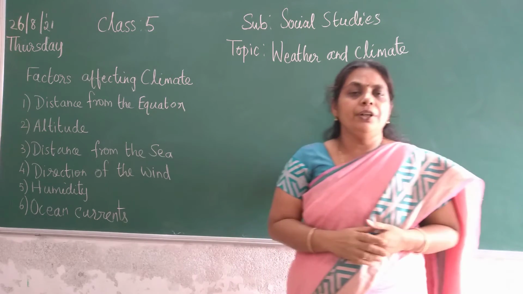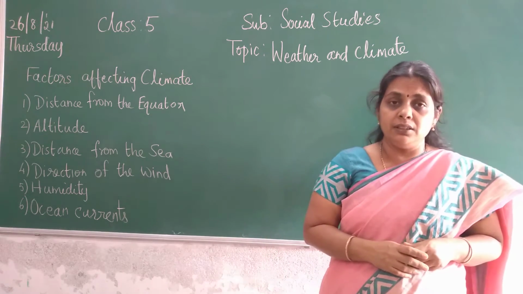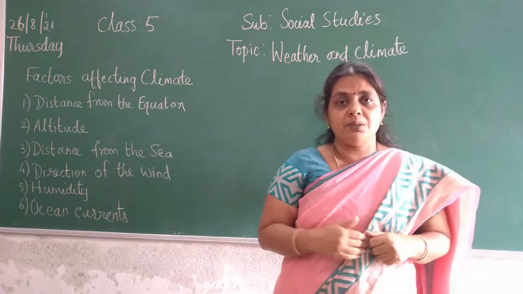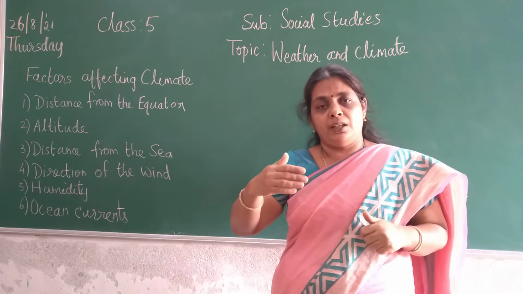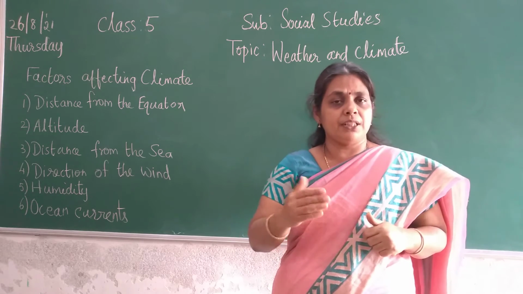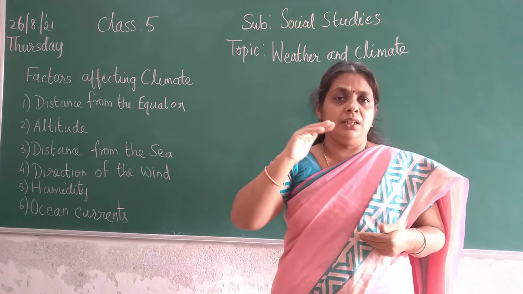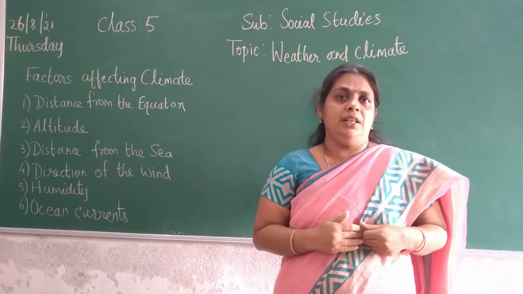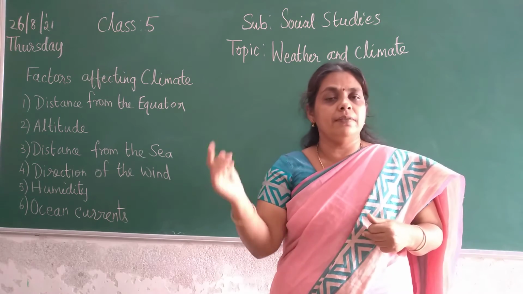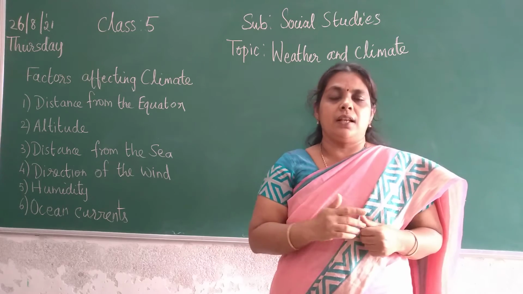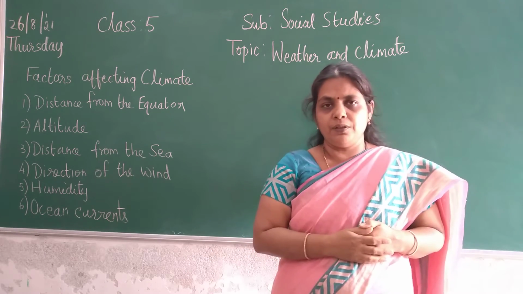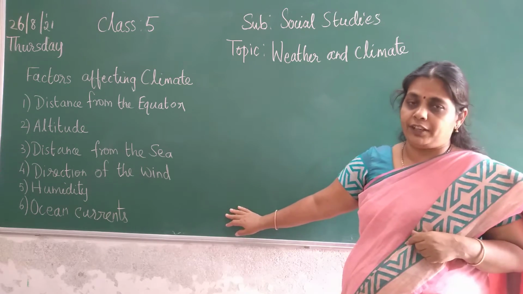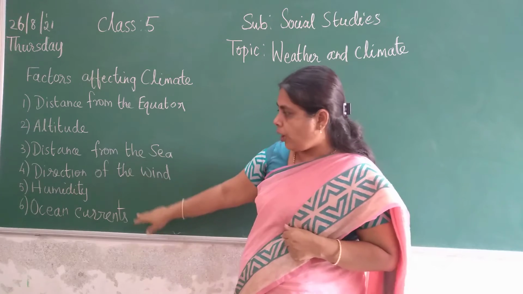Different parts of the earth will have different climate children. In the northern hemisphere, there is a different climate compared to the southern hemisphere. The movement of the earth and how the sun's rays fall on the earth depend on the revolution of the earth around the sun. This causes seasons and all. You would have read in the last lesson. Here the factors affecting climate are 6 points, children.